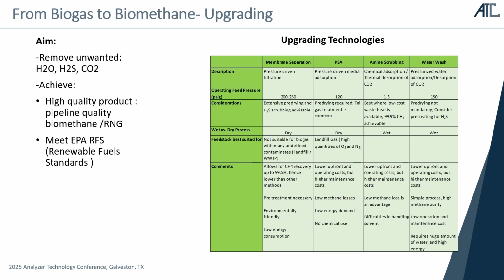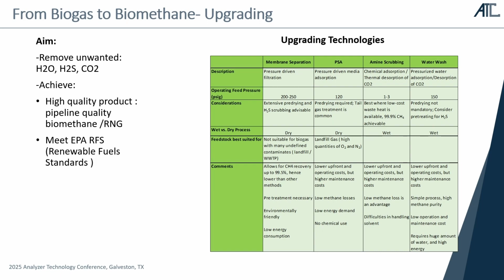So the aim, of course, is to remove the unwanted, including those components that do not contribute to the heating value, right? As a fuel, you have to have heating value. Also, remove those components that can pose risk to humans, to equipment, or to the environment, such as CO2 or H2S. So the technologies that are commonly used to upgrade the biogas, there are 4 types.